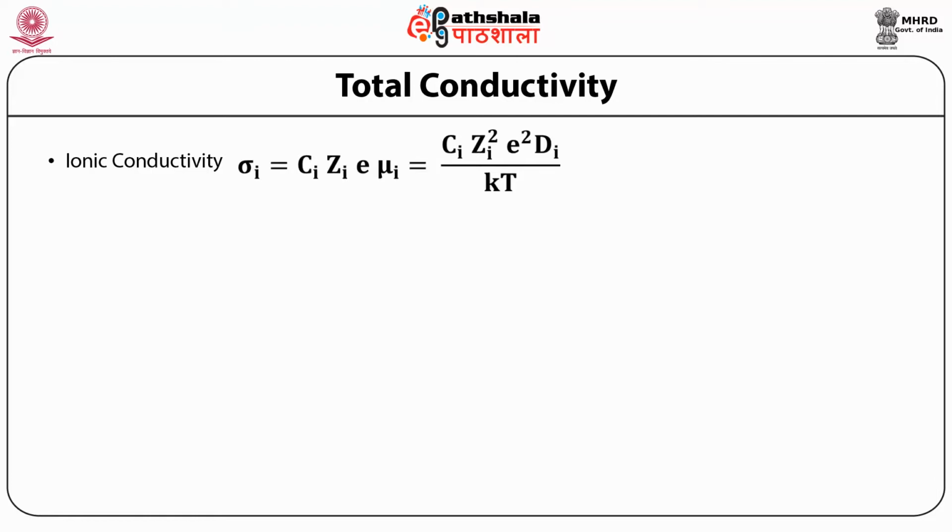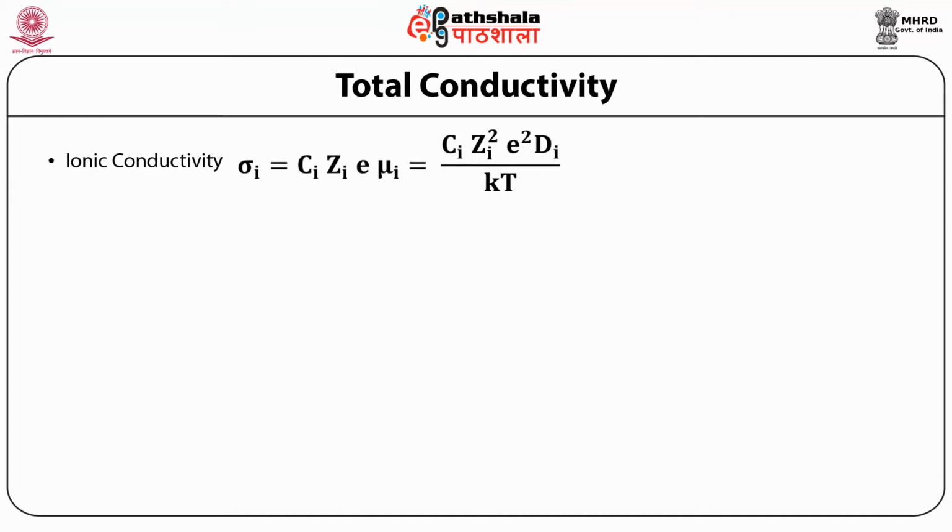Note that, as we saw earlier, the temperature dependence of diffusivity shows two distinct regions, a low temperature extrinsic region and a high temperature intrinsic region. For the same reasons, the temperature dependence of ionic conductivity also exhibits intrinsic and extrinsic regions.